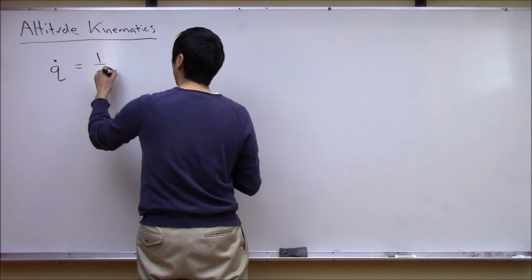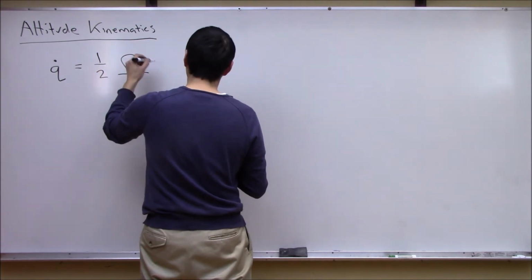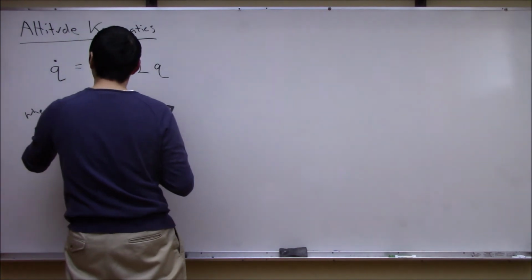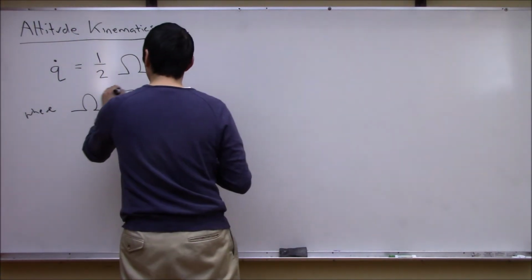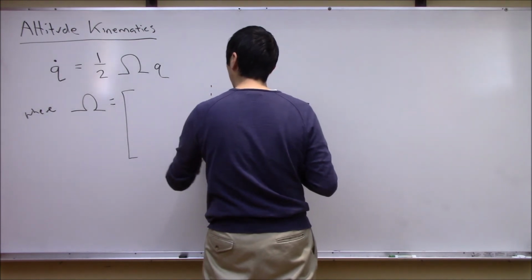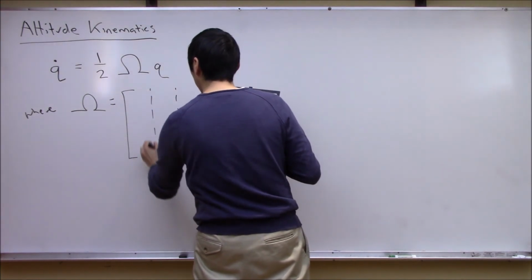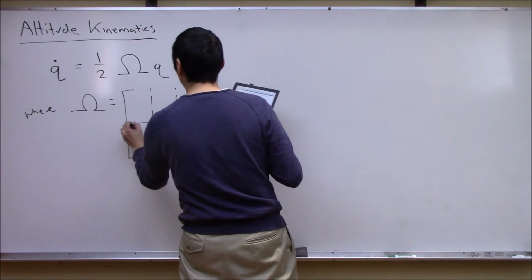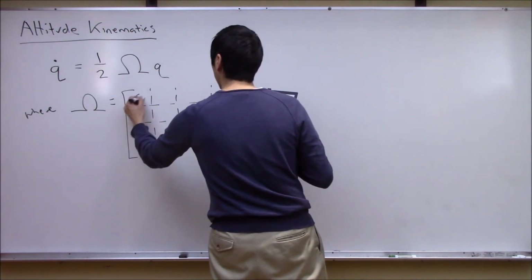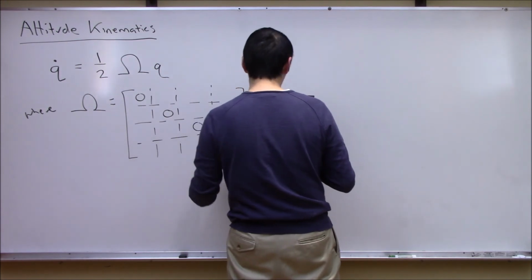It's this: q dot is 1/2 times omega q. And in this case, omega is going to be a 4x4 matrix. So let's go ahead and stub this out just so we can see what the entries look like. On the diagonals are a whole bunch of zeros, zeros all the way down the diagonals.